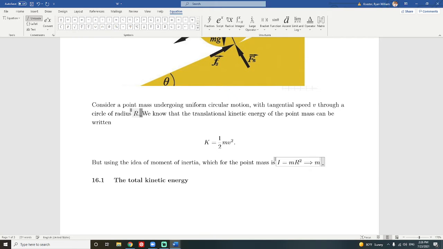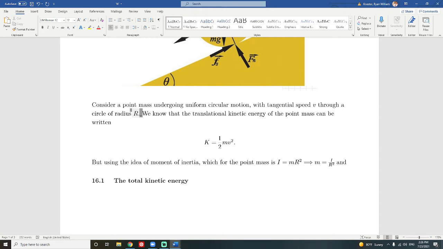So we can use this to solve for the mass in terms of the moment of inertia and the radius. And this would just be m equals I over r squared, right? And we also can go back and forth between the tangential velocity and the angular velocity, or I guess I should say tangential speed and angular speed, right? Because we don't know which way this thing is moving, and it doesn't really matter.